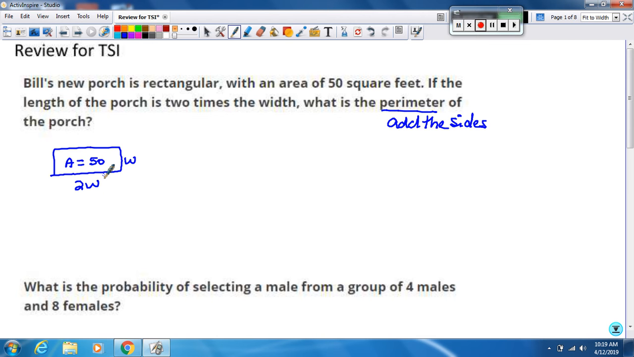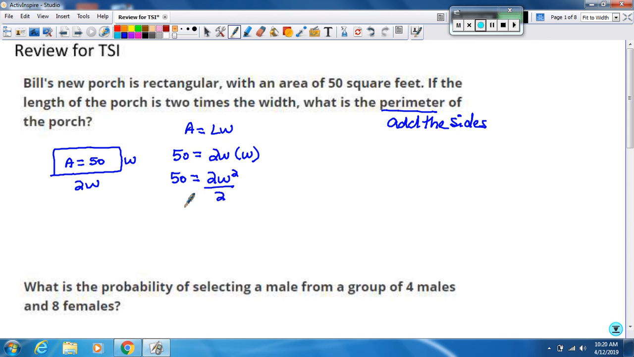So we don't know the width, so we've got to call that W, and the length is 2W. Okay, so area of a rectangle is equal to length times width. So plugging in the information that we have, 50 equals 2W times W. So you get 50 equals 2W squared. You've got the 2, and then W times W is W squared.